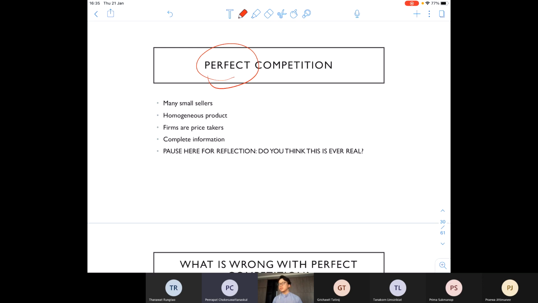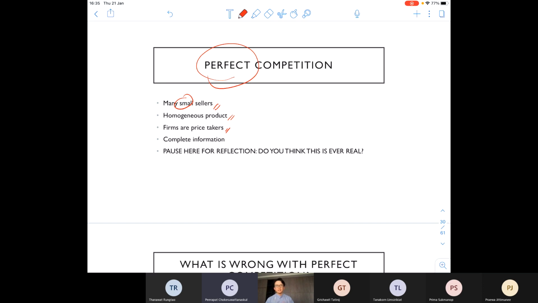It's a situation in which you have so many small sellers. Small in the sense that there's no one seller or one player who is influential or big enough to influence anything in the market. They sell homogeneous products, which essentially means they sell the same product. A coffee would be a coffee, right? Exactly the same everywhere. It's a homogeneous product.